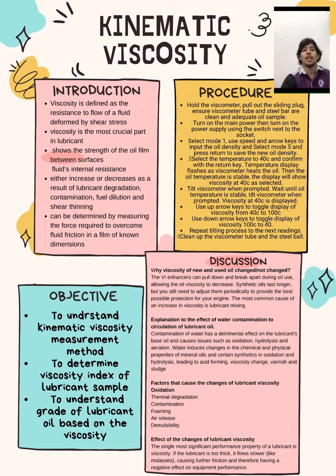Next, tilt the viscometer when prompted. Wait until the temperature is stable. When it reaches 40 degrees C, it means the temperature is stable. Use the up arrow key to toggle the display of viscosity from 40 degrees C to 100 degrees C. Next, use the down arrow key to toggle the display of viscosity from 100 degrees C to 40 degrees C. Repeat the tilting process until the next reading.